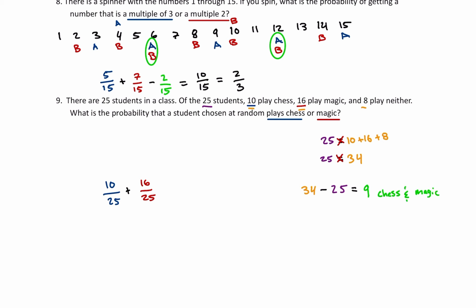So we've got 9 overlap here. So I'm going to take that information, I'm going to subtract out my 9 out of 25. Okay? And that's going to give us 10 plus 16 minus 9 gives us 17 out of 25. Okay, and that is it.